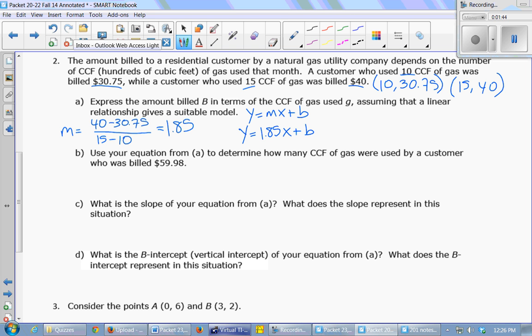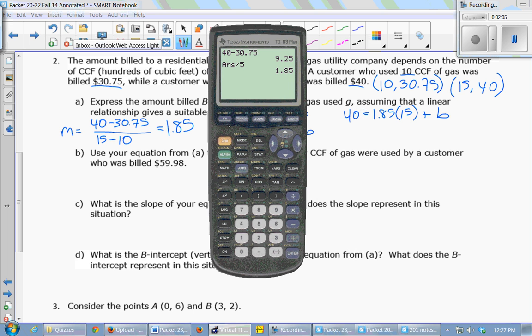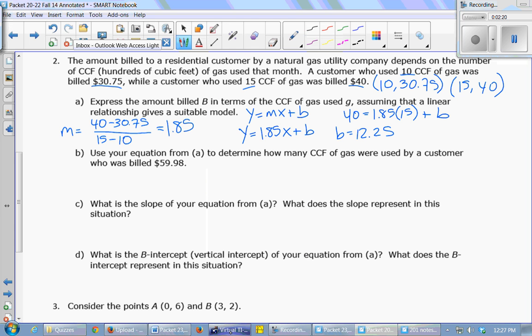And then to figure out what b is, I can pick either of my 2 points, plug in the x-coordinate for x and the y-coordinate for y, and solve for b. So I'll use my (15, 40) point. I'll put in 40 for y, 1.85 times 15 plus b. b is now my only unknown, and I can solve for it. So 1.85 times 15, and then I have to do 40 minus that, and I get b is 12.25. So my final equation for the line is going to be y equals 1.85x plus 12.25.